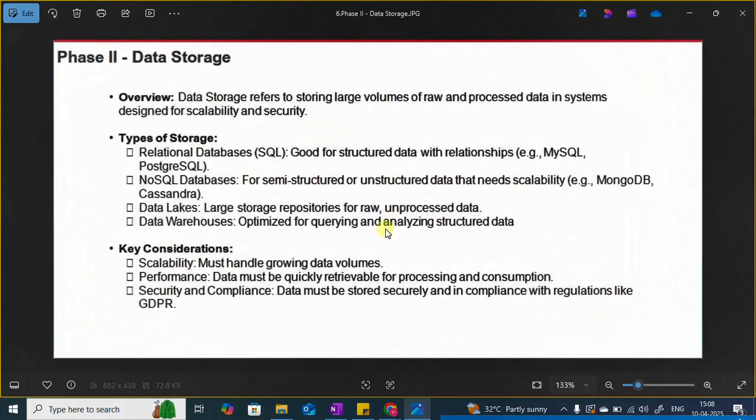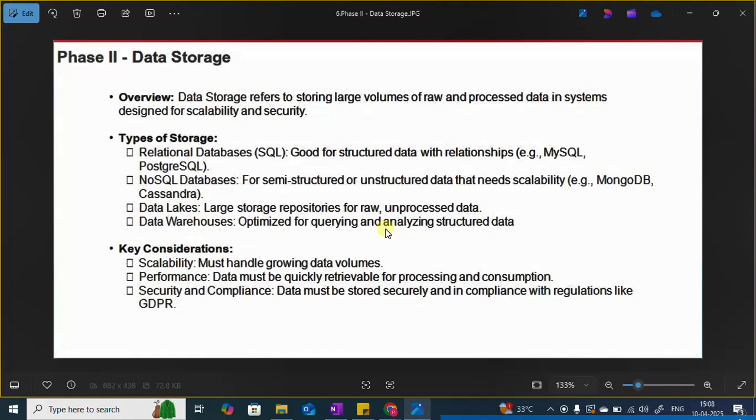Now phase two, data storage. Data storage refers to storing large volumes of raw and processed data in systems designed for scalability and security. Types of storage. Relational databases like SQL, good for structured data with relationships. Example, MySQL, PostgreSQL, and all. NoSQL databases for semi-structured and unstructured data that needs scalability. Example, MongoDB, Cassandra.